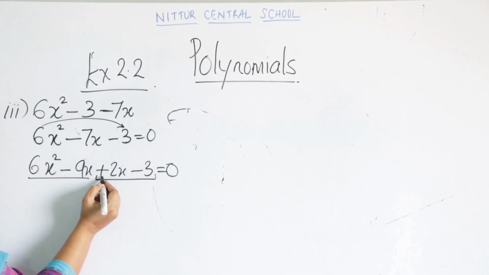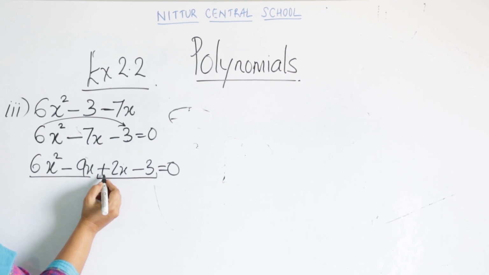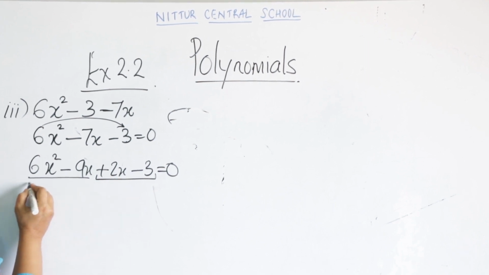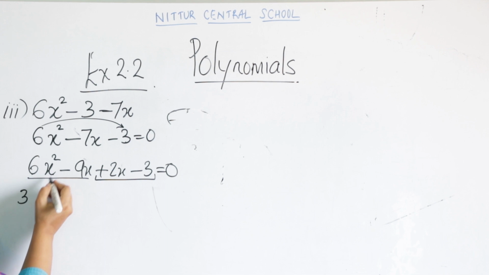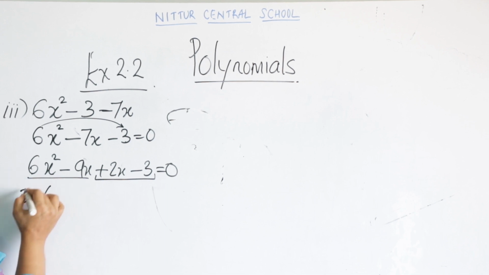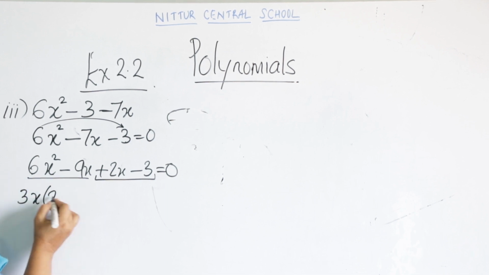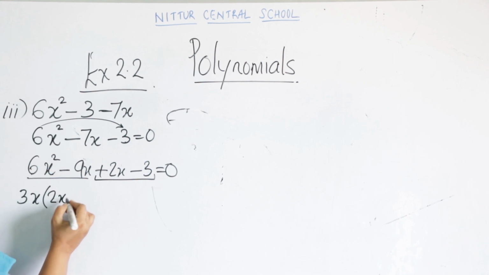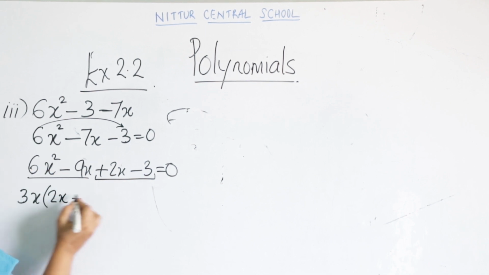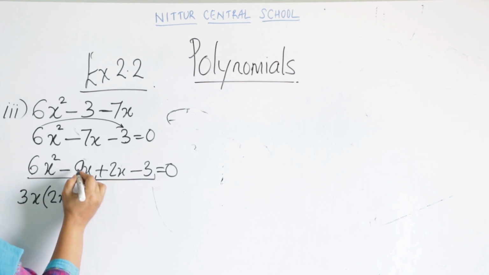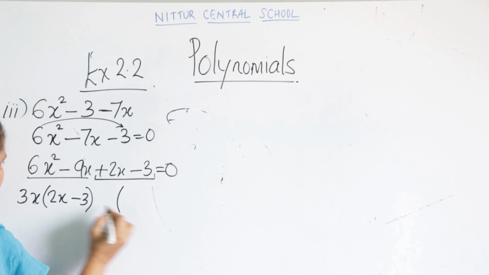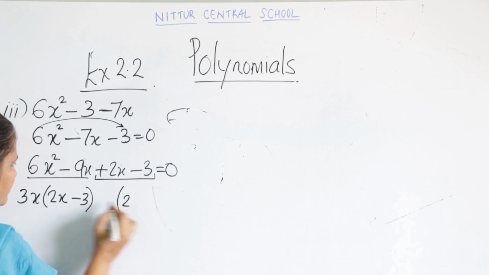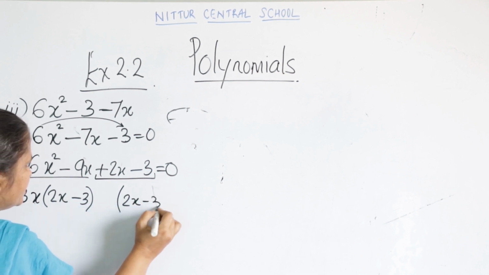Always remember to take this third term along with the sign. Let's take common factor. Common factor of these two will be 3 and we have x. So 3 2s are 6, minus 3 3s are 9. X is already taken out. Then invariably write whatever you get here in this bracket.